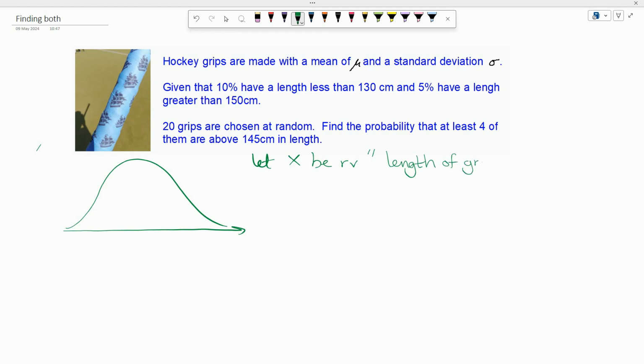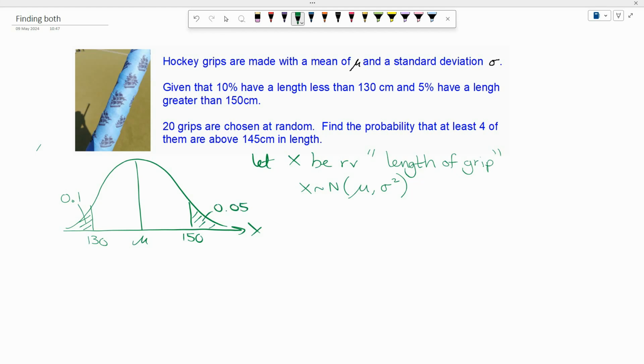I'm going to just shorten it so I can get through this video a little bit quicker for you guys. So this is the situation we're in. We don't know either of them. So for x, we're here. But we do know 10% have a length less than 130. So there's 130, that's 10%. We know 150 centimeters, but to be longer than that, there's only a 5% chance.